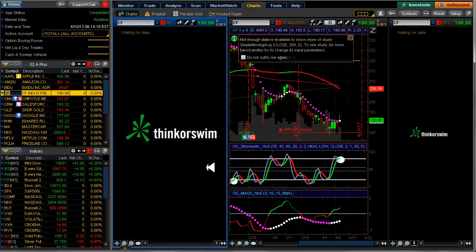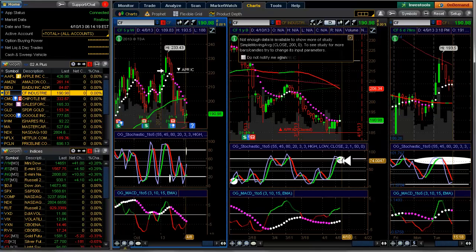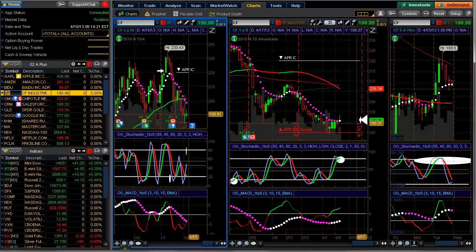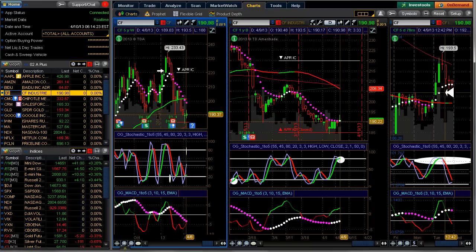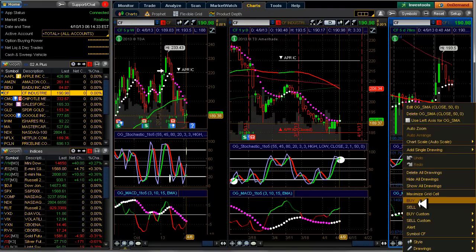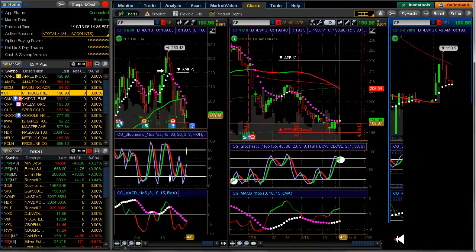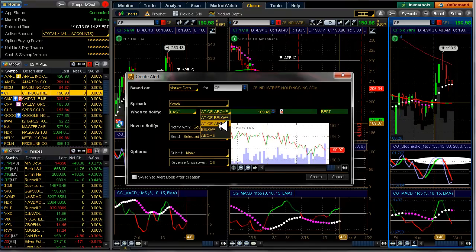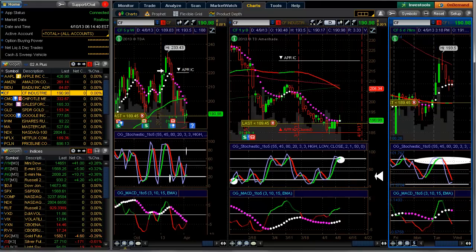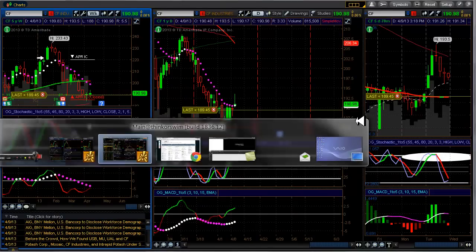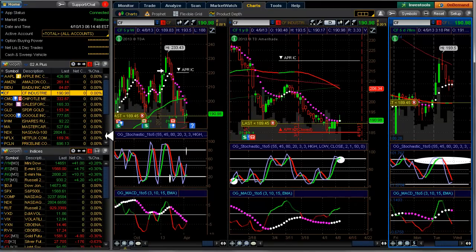CF. Downtrend. We got a hook. We got a hook on CF. All right, we're going to put an alert out here. Somewhere below the open yesterday. Let's put it right here. And we want to go below. All right, so we have that alert set on CF.